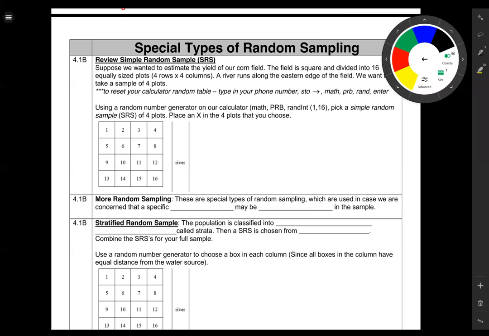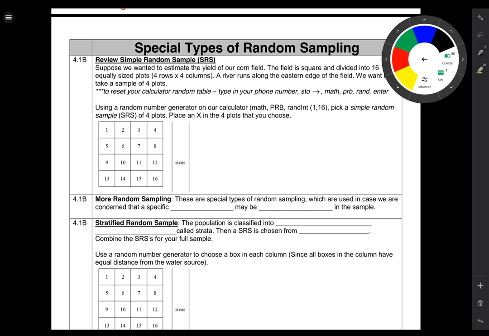Hello, AP Stat students. So previously we talked about the various types of samplings, good and bad. We learned about convenience, voluntary sample, the simple random sample, and the stratified or systematic random sampling. Well, today I'm going to talk about a couple of more special types of random sampling. But before we do that, we'll review the simple random sample with an example problem.